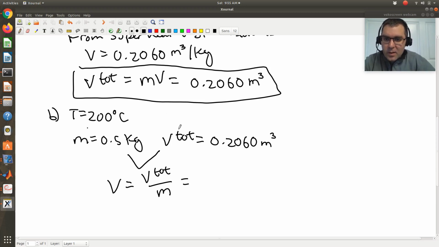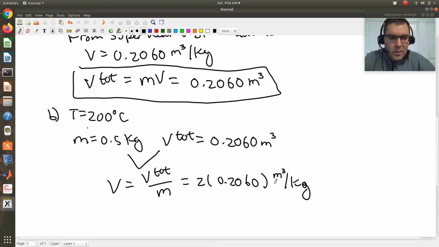All right, so I'll just write it as 2 times 0.2060 meters cubed per kilogram. So the new specific volume is double the original value. And what's key now is that I know temperature and I know specific volume. So if I had a single component, single phase system, here are 2 intensive properties. The state of my system is fixed.